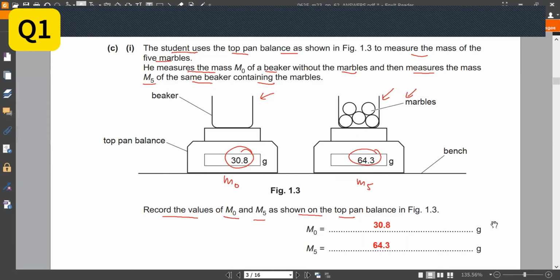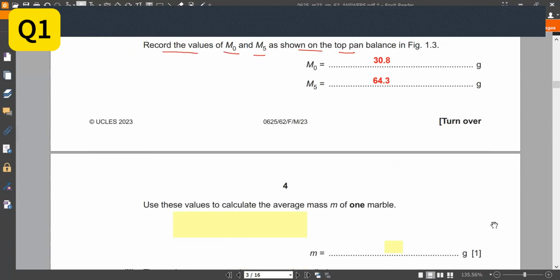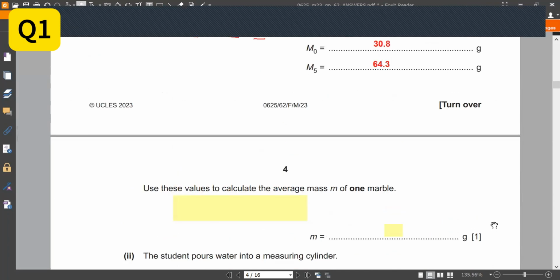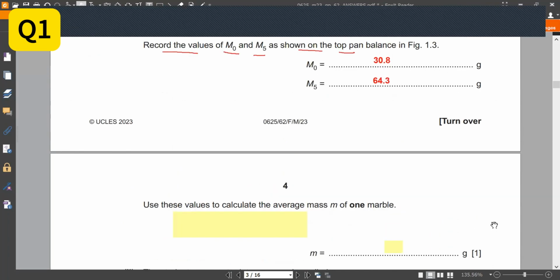Straightforward. Use these values to calculate the average mass of one marble. So what do we do? We take the total mass of the 5 marbles minus the mass of the beaker. That will give us the mass of the 5 marbles, divided by 5. So that will give us the mass of one marble.